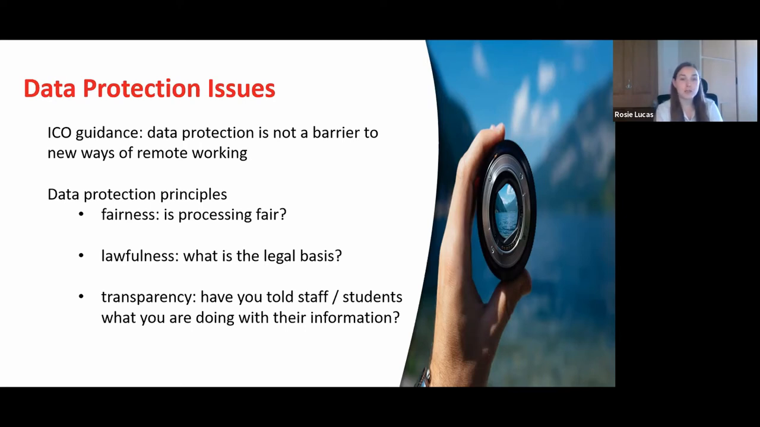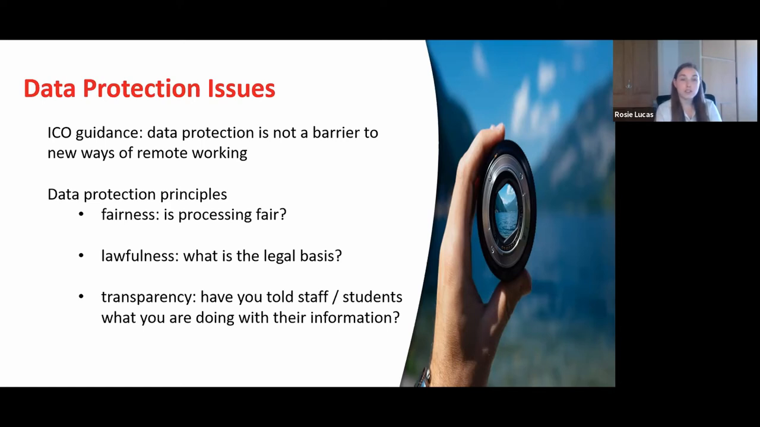Then looking at transparency, transparency is all about being open and clear with people about how and why you're using their personal data. So you'll need to tell staff and students what you're doing with their personal data, how the lecture recordings will be reused, how long they'll be kept for, and who their personal information will be shared with in those recordings. You can do this by updating your privacy policies for staff and students, or by creating a specific privacy policy for lecture recordings. And this should be provided to staff and students in advance of the recordings taking place.